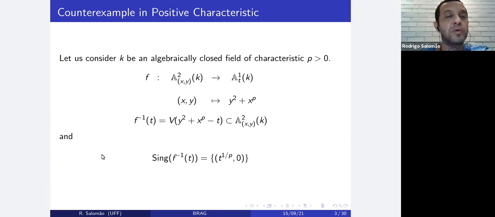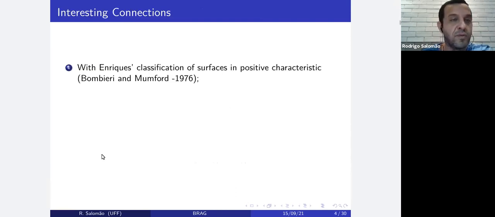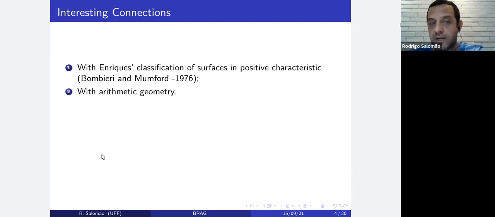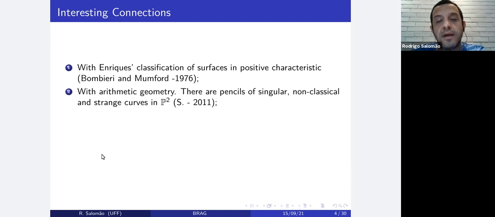Now I want to highlight some interesting connections of this positive characteristic phenomenon. The first one is with Enriques' classification of surfaces in positive characteristic, due to Bombieri and Mumford. The second interesting connection is with arithmetic geometry, which says that there are fibrations by singular curves that are non-classical and strange curves on the plane.